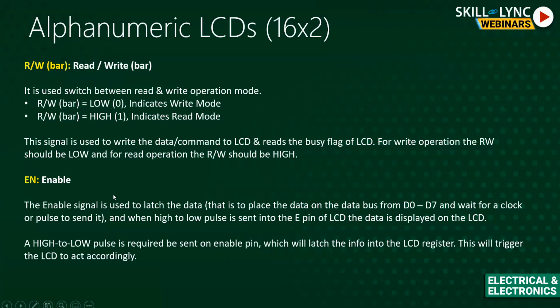Now enable. Whenever I want to pass on the data, I need to send a high to low pulse on the enable line, which will instruct the controller to latch the data. So a high to low pulse is required on the enable line, which will latch the info into the LCD register and trigger the LCD to act accordingly. Okay, so that is what is required at the end.